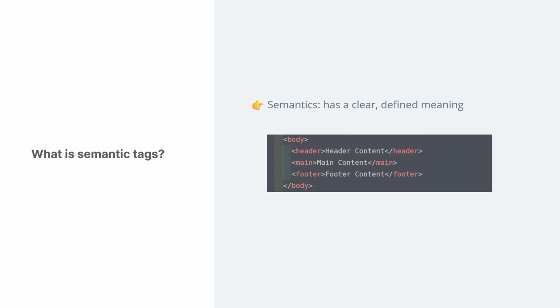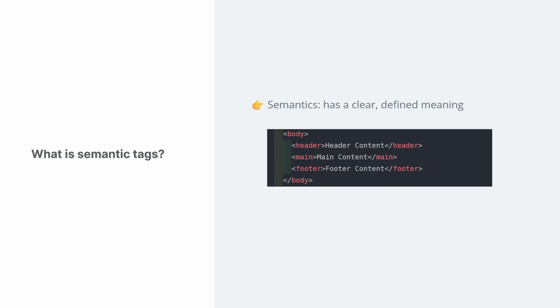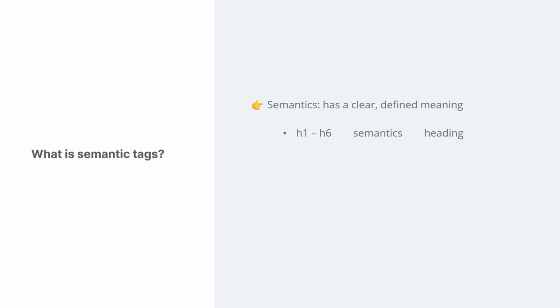For example, if we use header or footer, by the way, they are both semantic elements. Anyone reading the code immediately knows these sections are the top and bottom of your web page. And as the tags we learned in the previous lessons, the H1 to H6 tags define headings and represent the hierarchical structure of the content on the web page. So they are semantic tags.